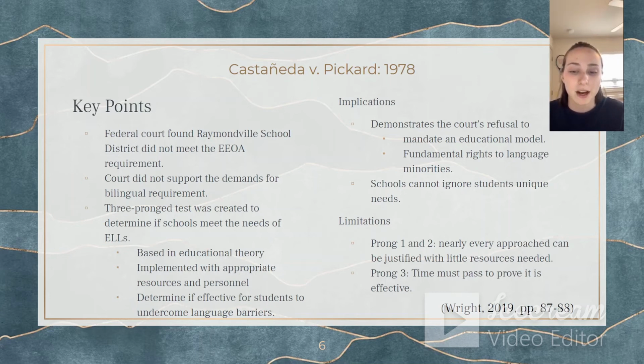This case demonstrated how the courts refused to mandate an educational model and provide rights to language minorities. This case did show that students' unique needs can no longer be ignored. The three-pronged test did not, however, have specific expectations from schools in prong 1 and 2, which led to a lot of students falling between the cracks since prong 3 could not be completed until a certain amount of time passed.